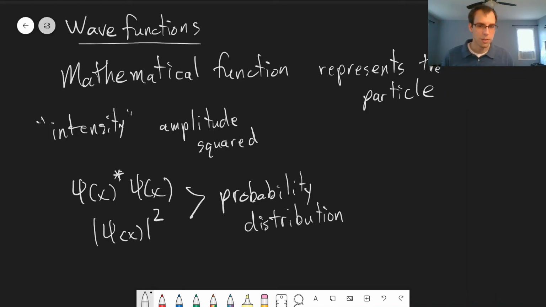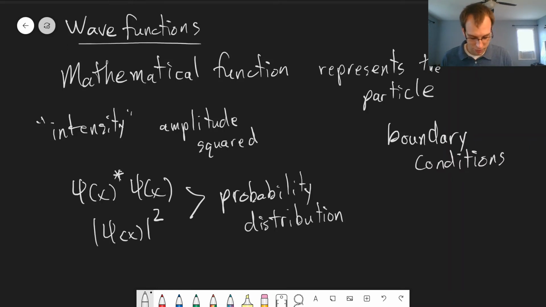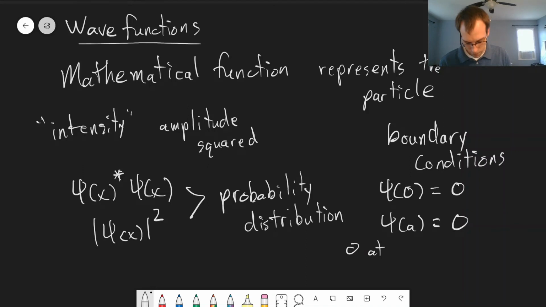And so we need to know what this represents, because when we set up our system, we need boundary conditions, right? We need to understand what's happening on, say, the edges of the box, specifically in this case. And so if the particle can't leave the box, we know that by definition the wave function has to go to 0 at the edges of the box. Because the particle can't go into the walls, essentially, is what we're saying, because that barrier is infinite.